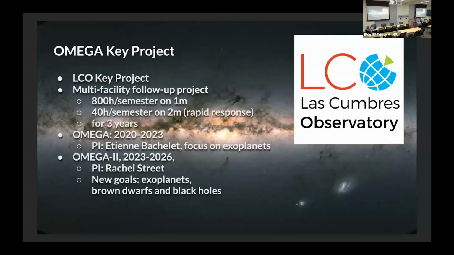This is where the Omega Key project comes in. It's a flagship project of Las Cumbres Observatory, which is a network of robotic telescopes. It is a multi-facility follow-up project with 2 classes of telescopes. We have been awarded hundreds of hours on them. And currently we are in the 2nd incarnation of this project, which is led by Rachel Street. And we have expanded our scientific goals from only exoplanets to also cover brown dwarfs and black holes.